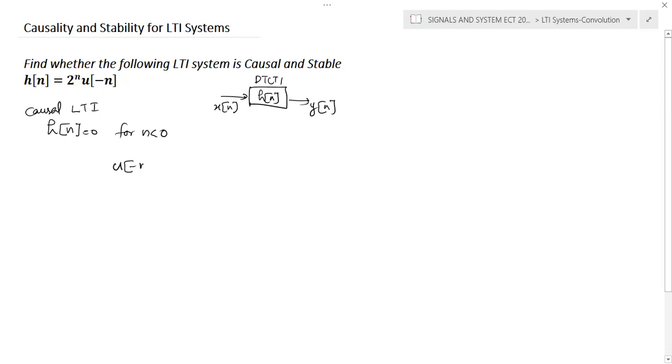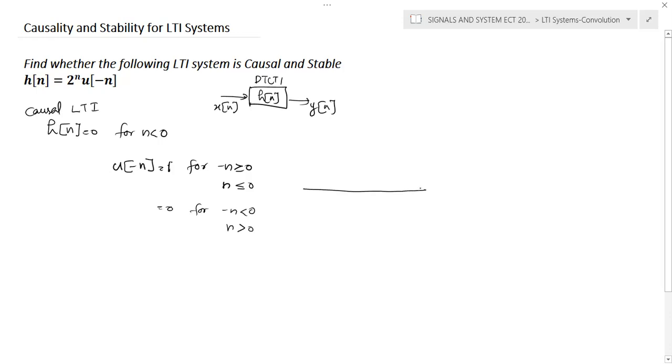We know the signal u of minus n. u of minus n means the time reversed version of u of n, which is equal to 1 for minus n greater than or equal to 0. Or if you write in terms of n, n less than or equal to 0 if you multiply with minus 1. And 0 for minus n less than 0. And if you write in terms of n, it's n greater than 0.